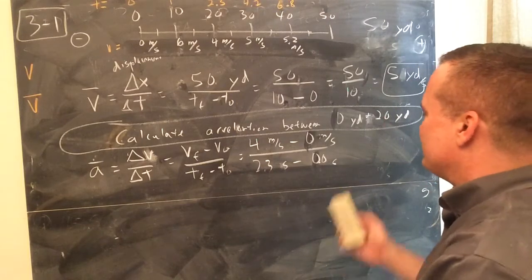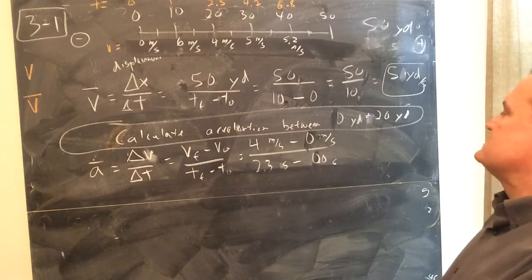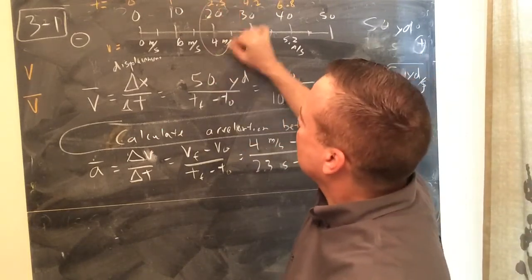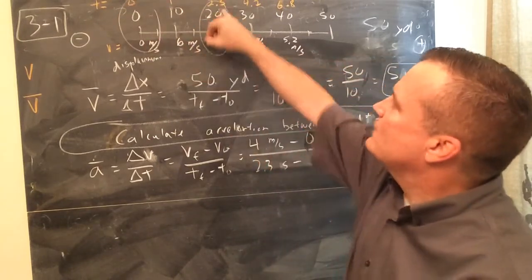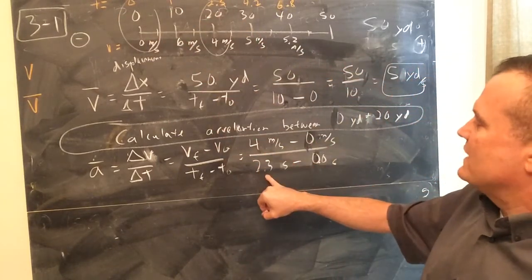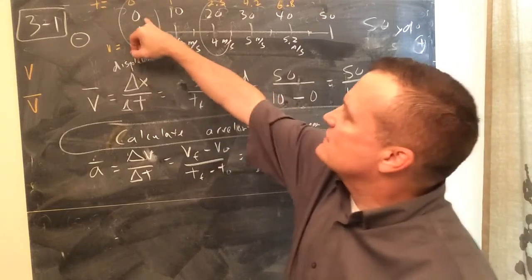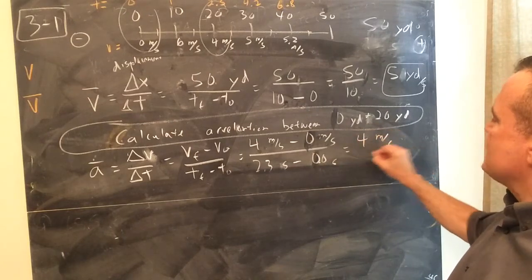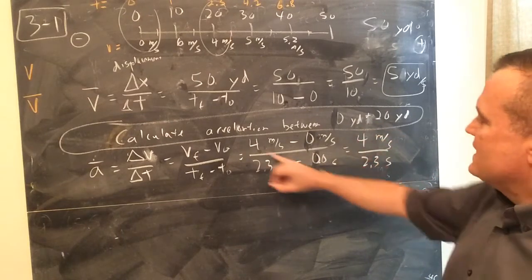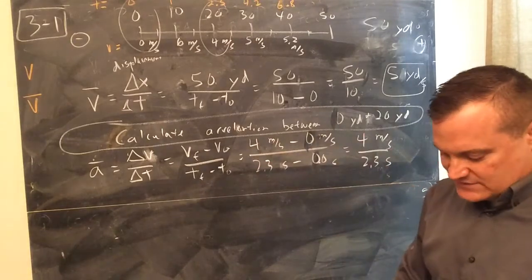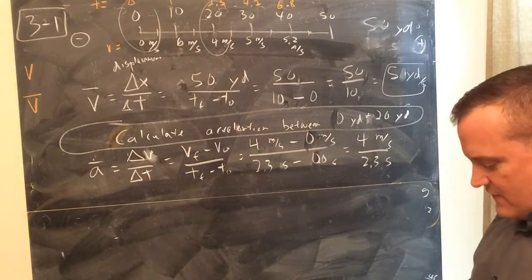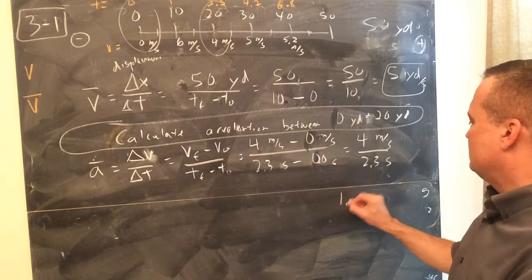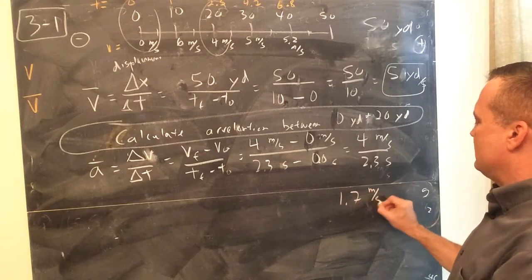So maybe I should just write that down, let that be the last one. If you want to go between 0 and 20, then your final is 4 meter per second at 2.3 seconds. And then you started at time 0 and velocity 0. So that's just going to be 4 meter per second divided by 2.3 seconds. Now it's going to be positive 4, so it's a positive acceleration here. So 4 divided by 2.3, 1.7 meter per second squared.